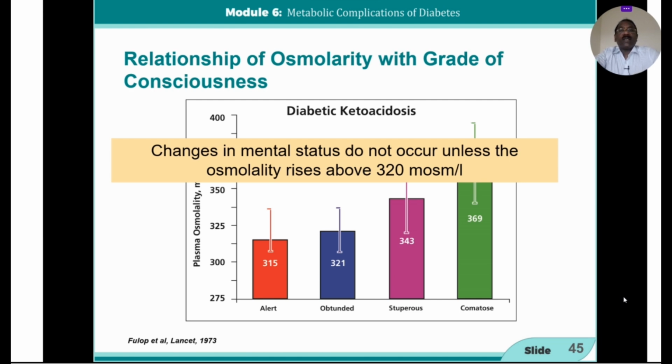Relationship of osmolarity with the grade of consciousness. Changes in mental status do not occur unless the osmolarity rises above 320 milliosmoles. So once your diagnosis is HSS, when the patient is deeply comatose, it indirectly tells you the patient is in a very, very high osmolarity condition. Usually normal is 285 to 295, but changes in mental status will occur only after it rises above 320. At 315, they are alert. Stuporous 343, comatose 369.